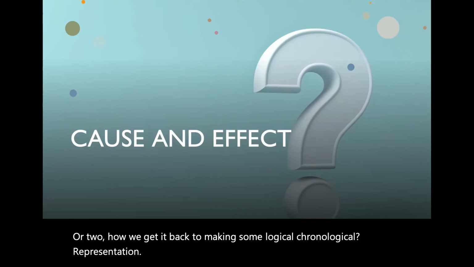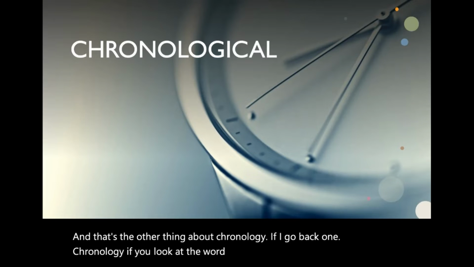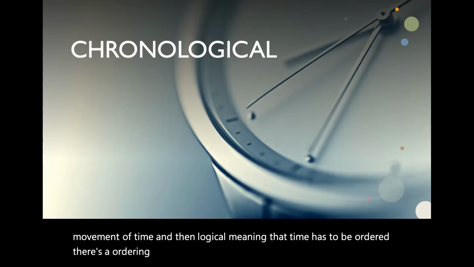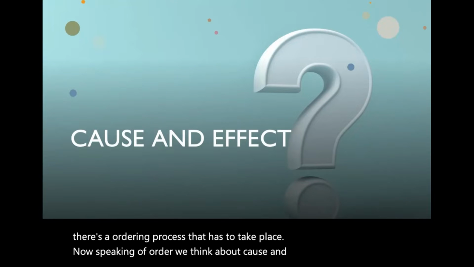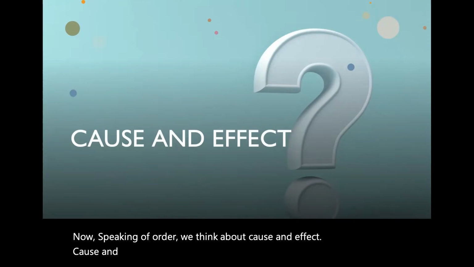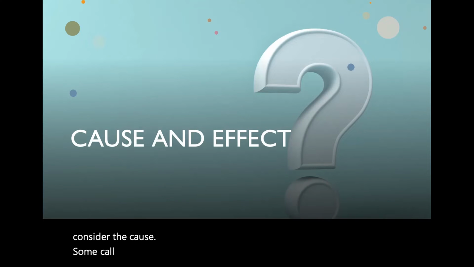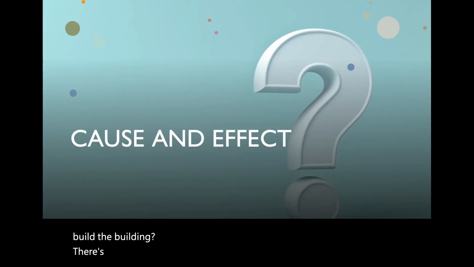And that's the other thing about chronology. If I go back one, chronology: if you look at the word there, chrono, meaning time or the movement of time, and then logical, meaning that that time has to be ordered. There's an ordering process that has to take place. Now, speaking of order, we think about cause and effect. Oftentimes, we think about the effect of things, but we often don't consider the cause. Some call that the first principle. If we think about a building, what's the foundation before you actually build the building? There's a cause and an effect.